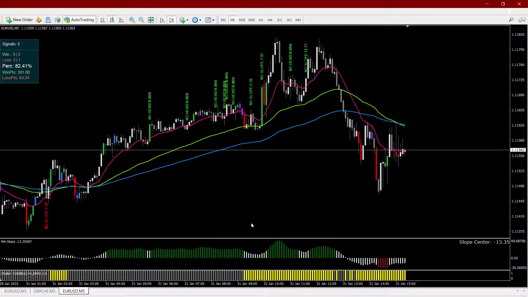Now going back, after that we have this one. This is the MA slope, moving average slope. This is also freely available on my website.